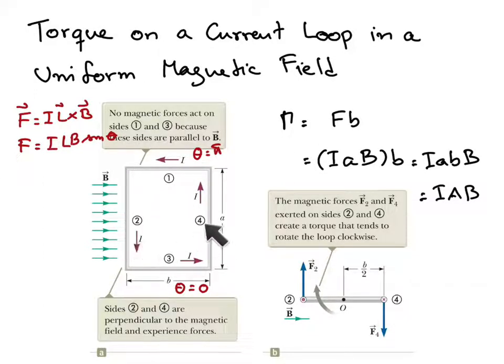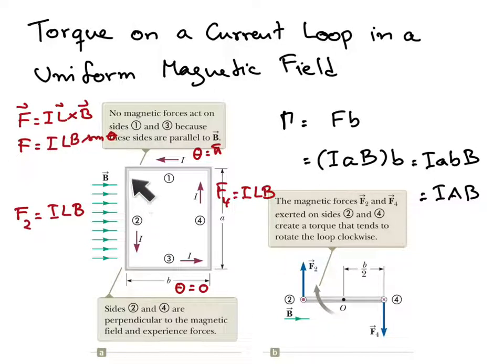For part number 2 and part number 4, you can see that the direction of I is perpendicular to the direction of B. So for part number 2, we have that F2 is equal to ILB, because sine pi over 2, or 90 degrees, is 1. Also, F4 is equal to ILB.